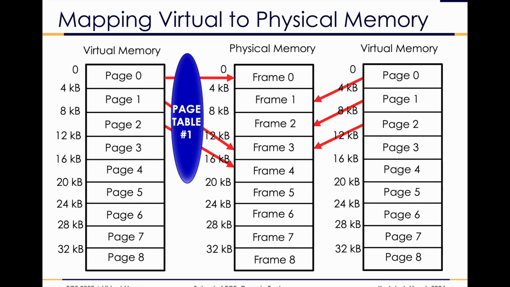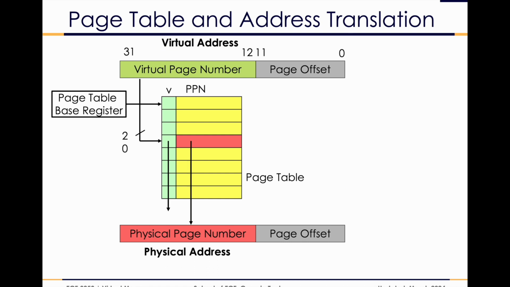So what I have is page tables. Each of these has their own page table, and the page table is controlled by the OS. Everything here is controlled by the operating system, so the programmer does not need to worry about this. Let's go into how the page table works and how we get address translation.